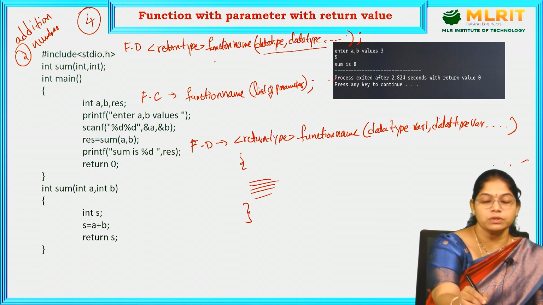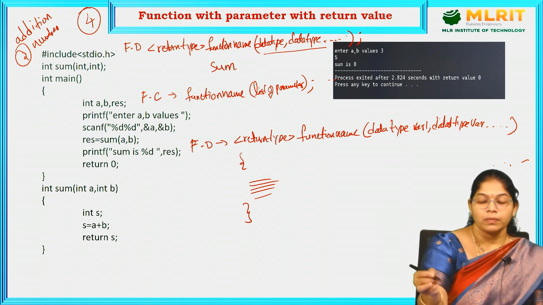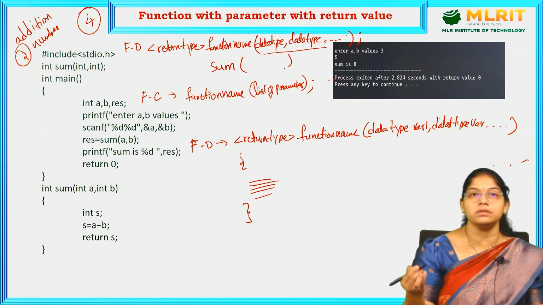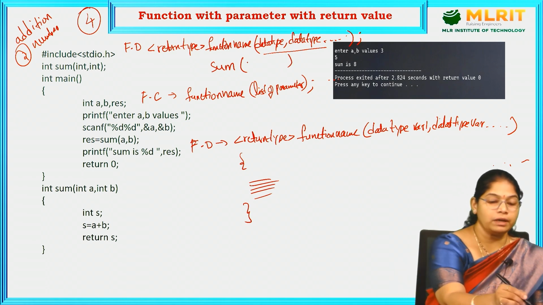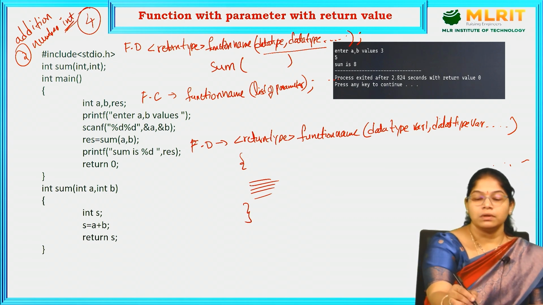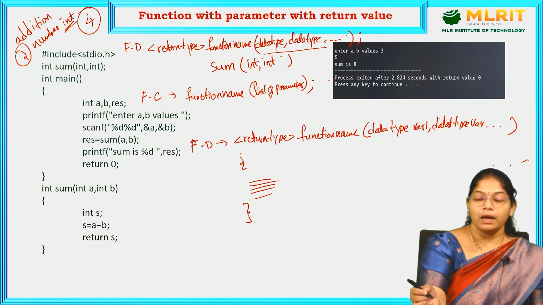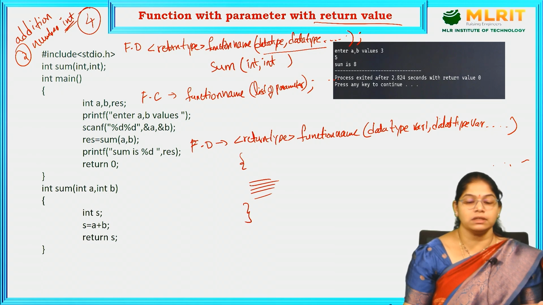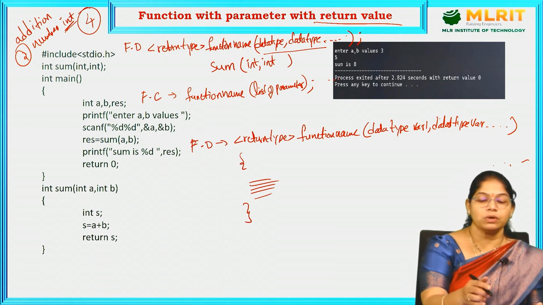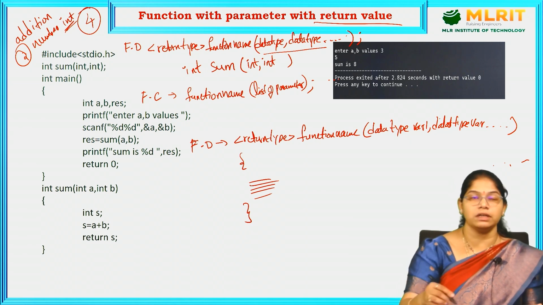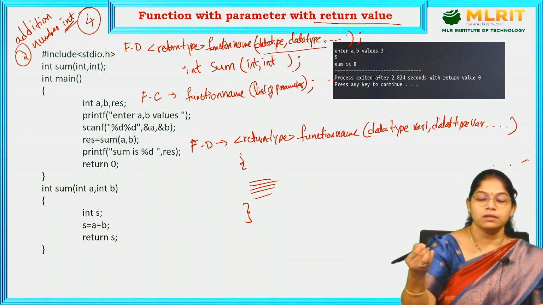So, let us suppose the function name is sum. How many inputs are we giving? We are giving two inputs. Two inputs are of data type integer because we are performing addition of two integer values. So, int comma int, and with return value. If we perform addition on two integers, the return type is also integer. So, int sum, int comma int. Always the declaration must be ended with a semicolon.